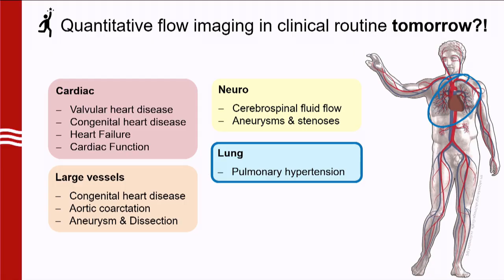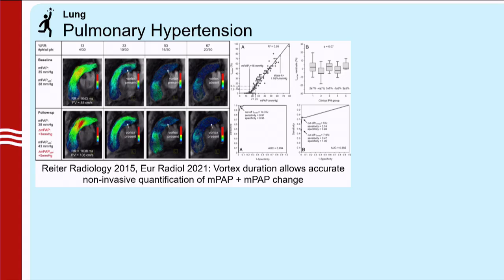There are two other pathologies that we don't have talks about in this session, but I think they're still very exciting and new and worth talking about. So let's start with pulmonary hypertension. The Graz group found out that the vortex duration in the main pulmonary artery allows accurate quantification of the mean pulmonary artery pressure gradient, something that we usually do with invasive catheter measurements. That could help all these patients that don't need invasive diagnosis anymore.